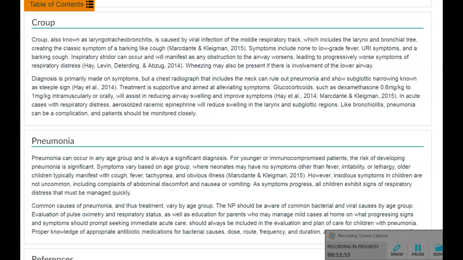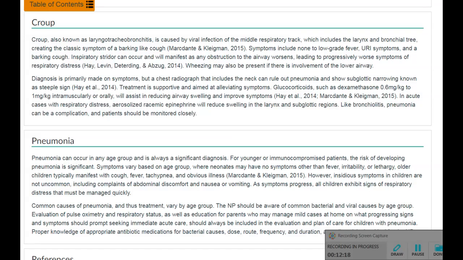It is caused by a viral infection of the middle respiratory tract, which includes the larynx and bronchial tree. So croup affects the middle respiratory tract, creating the classic symptoms of a barking-like cough. Symptoms include none to low-grade fever, URI symptoms, and a barking cough.